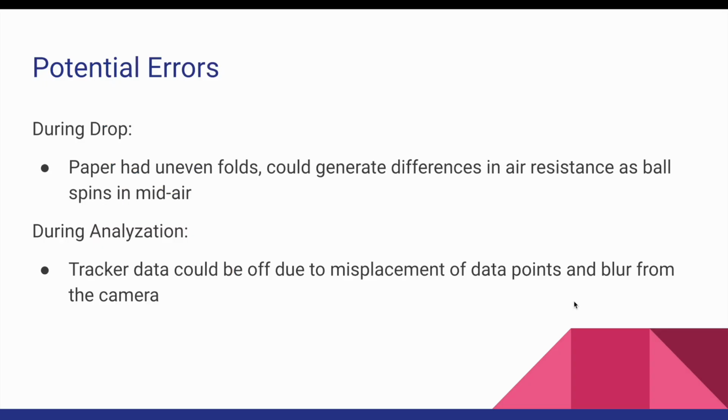So potential errors, as discussed earlier, were seen during the drop: the paper had uneven folds, which could generate differences in air resistance as the paper ball would spin in midair, which obviously generates different amounts of air resistance. In addition, during analysis, the tracker data could have been off due to misplacement of data points and the blur of the camera, leading to inaccurate data points, but in the end, it would all even out as the final position is able to be closely calculated.